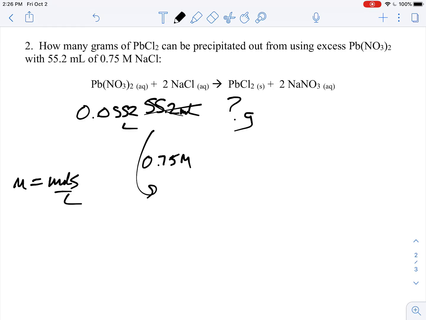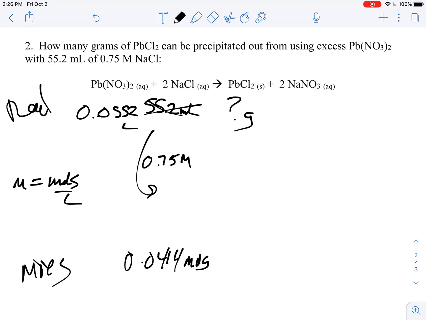Because again, in all of these problems, you're going to start with some real world problem, and then you're going to come down here to get to mole world. So if I have 0.0552 liters at 0.75 moles per liter, then that is going to get me 0.0414 moles here. But I don't want this stuff, I want this stuff, so I got to work my way across town. So that's where the mole ratio comes into play.